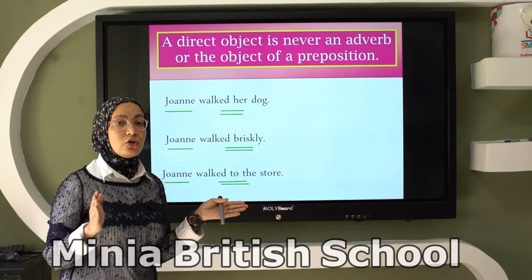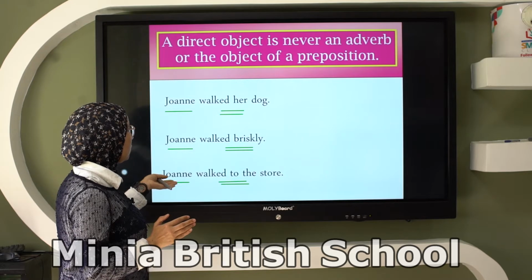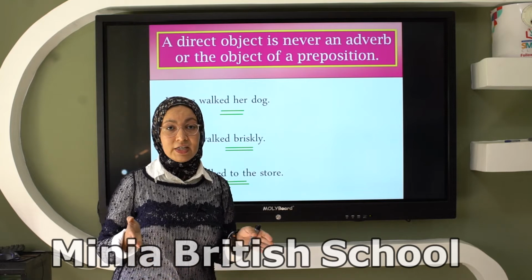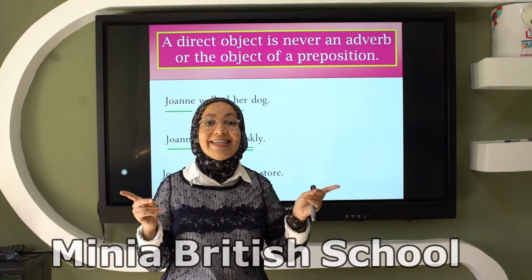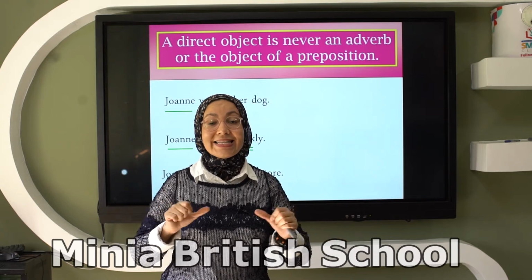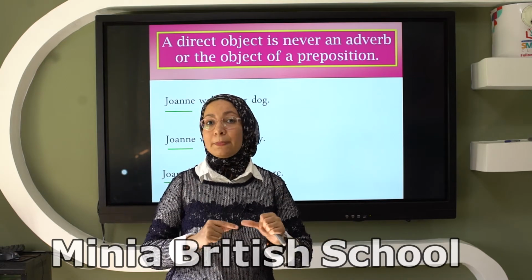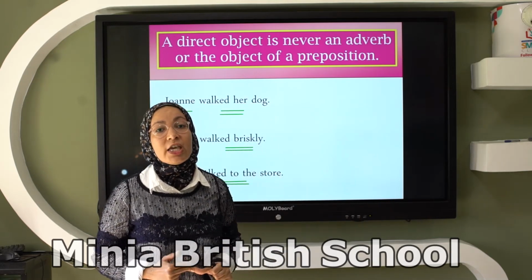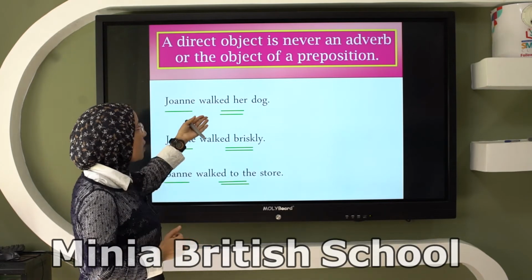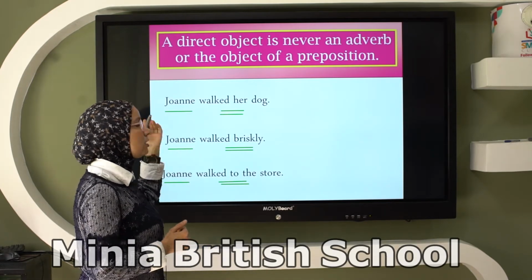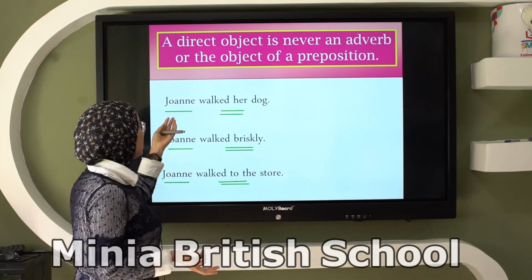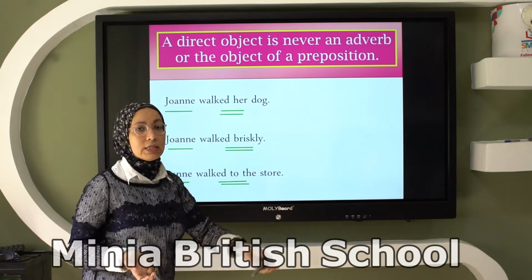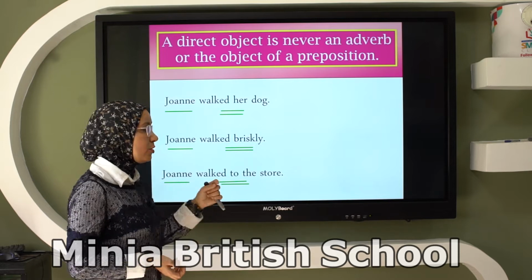Start with Joan. Joan walked. The same verb, the same subject, and the same action verb, but the difference here is what follows this action verb. Is it an adverb? Is it a preposition? Or is it a direct object? Let's check every sentence. Joan walked her dog. What is the subject of the sentence? Yes, it's Joan. And the action verb? Yes, it's walked. Her dog is? Yes, the direct object.